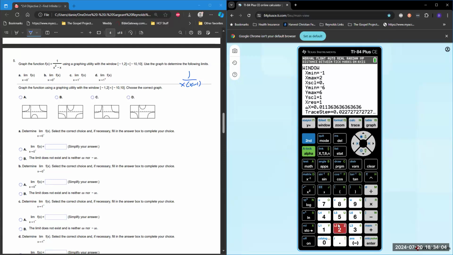Those were by increments of a quarter if we're going out to -1. And then -10 to 10, and those are by twos. And that certainly does look like the first one, A.